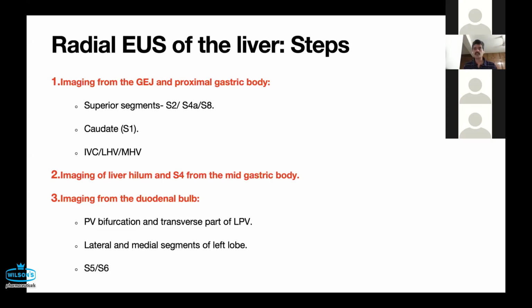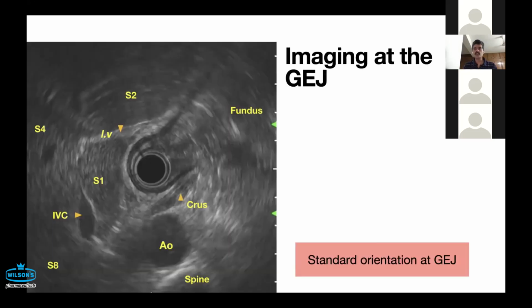Now, this is a standard image which all of you would recognize. We have all been taught that you keep the aorta at 5 o'clock. This is the crus of the diaphragm, which is the sonological demarcation between the thorax and the abdomen. This is the fundus. The fundus is in the right upper quadrant of the EUS image. Standard EUS image. Till now, everything is very clear. This is the spine.